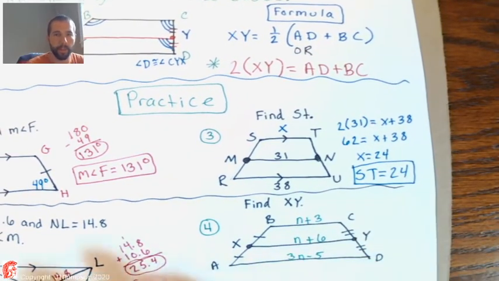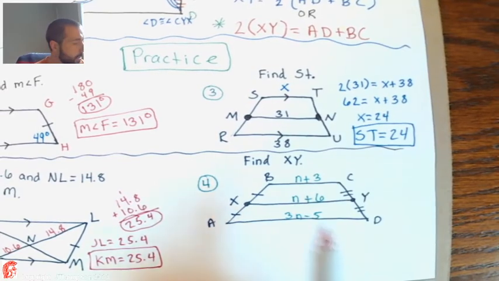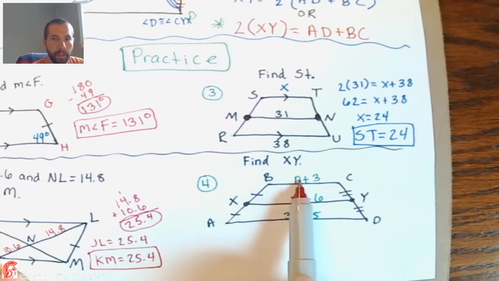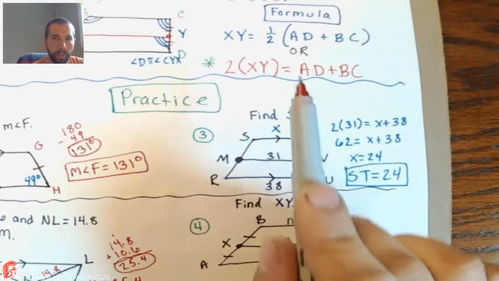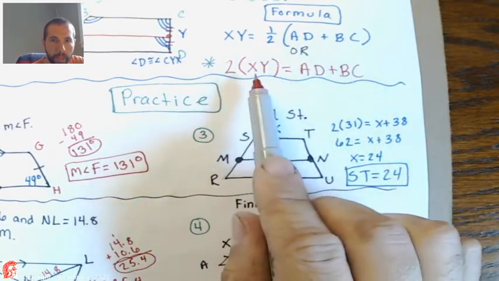All right, and then one last question, looks like another mid-segment question. They want us to find the length of XY. Looks like we have a little bit of algebra involved here. So XY is our mid-segment, and then BC and AD are our bases. So we can use two different formulas. We can either use XY equals 1/2 times AD plus BC, or we can use 2 times XY equals AD plus BC.